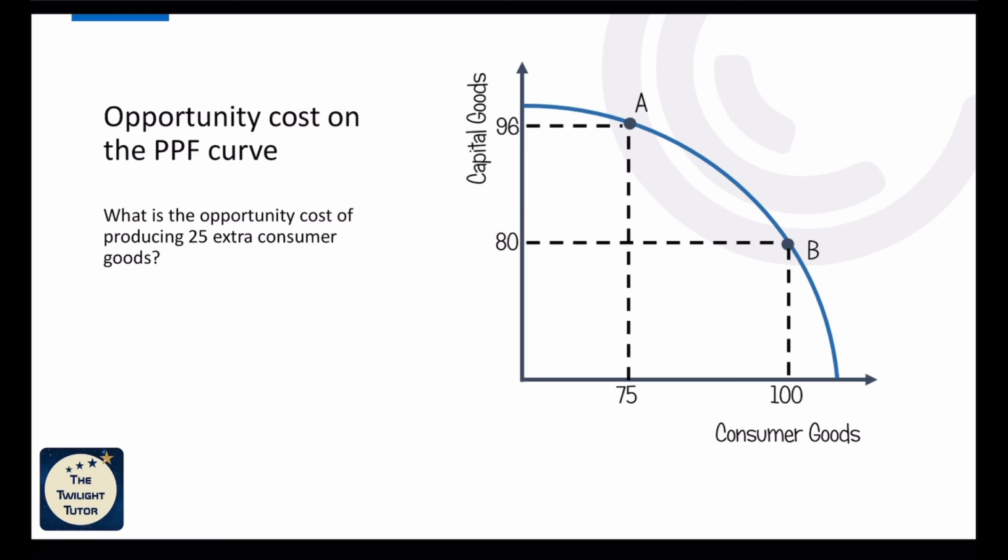The PPF clearly shows here that if we increase from 75 up to 100 consumer goods, this causes a reduction from 96 down to 80 of capital goods. So the opportunity cost of 25 consumer goods in this example is 16 capital goods.